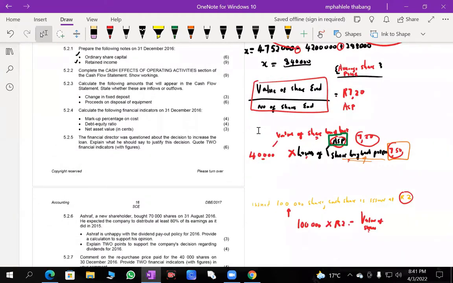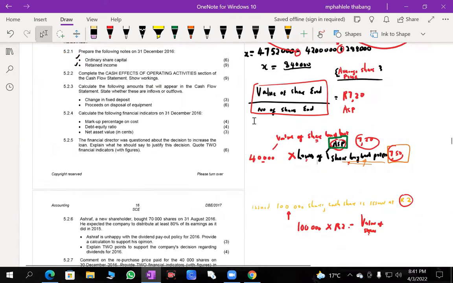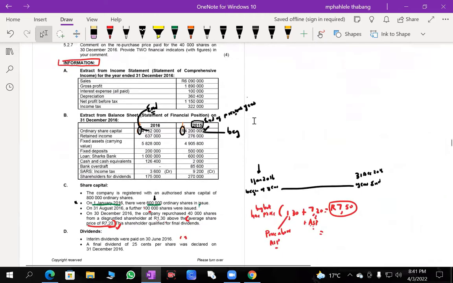You need to be very smart. Calculating it doesn't make sense. Do you have to calculate it? No. You don't calculate the average share price here. It was clearly given on the paper. The average share price is 720. The average share price is 720.